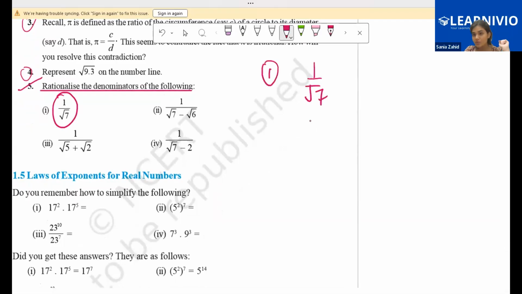So what is the denominator? Root 7, and root 7 is an irrational number. So what will you do to make it a rational number? We will multiply and divide with the same number only. What is the denominator? Root 7. You multiply and divide with root 7.